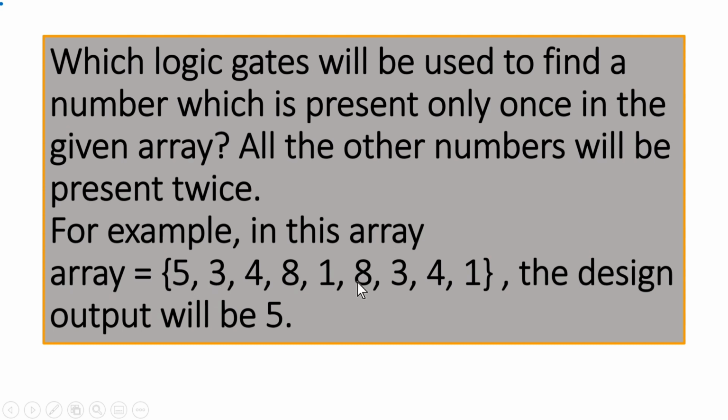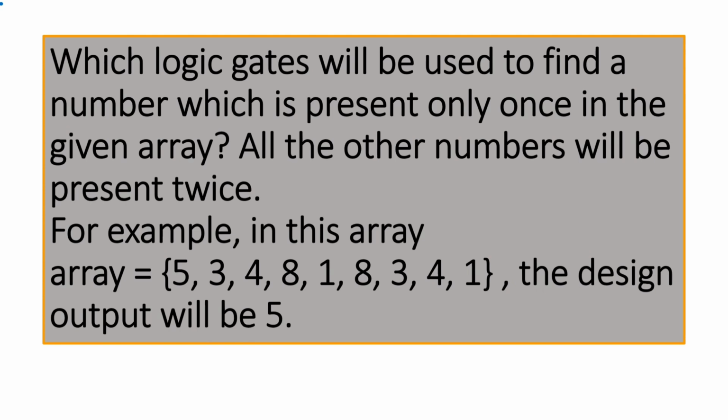It has many elements. If you see, 3 is repeated twice, 4 is repeated, 8 is repeated, 1 is repeated, but 5 has occurrence once only in this array. And we have to design a logic which will give us output as 5. Friends, you can pause my video here, take your time.